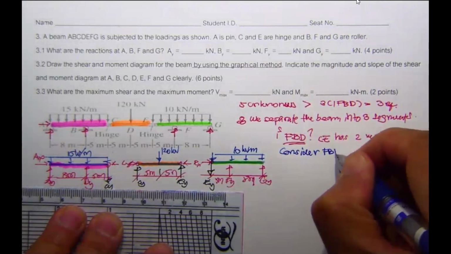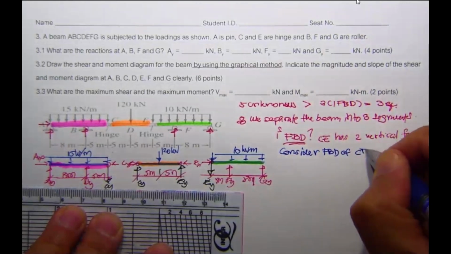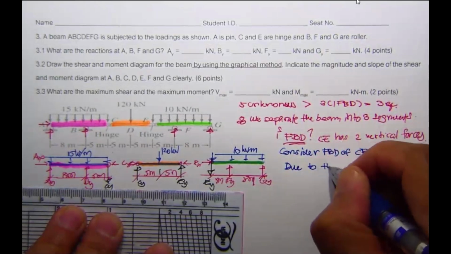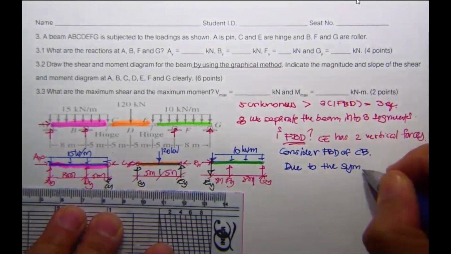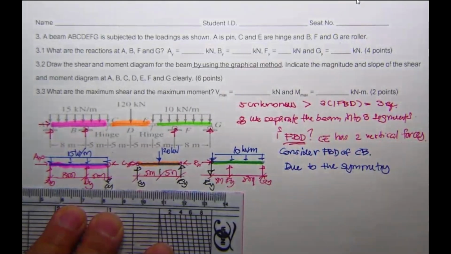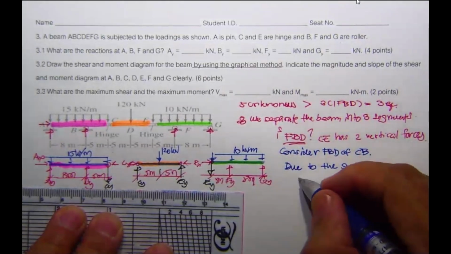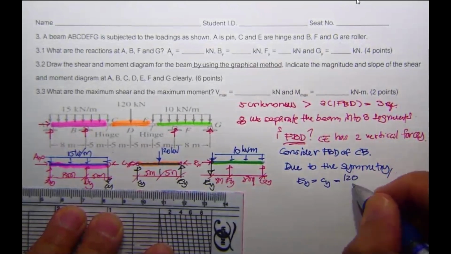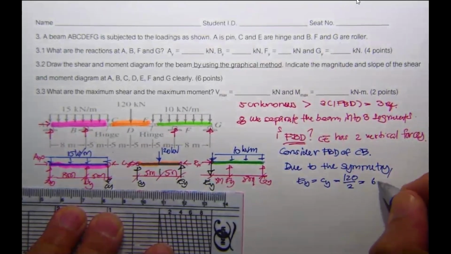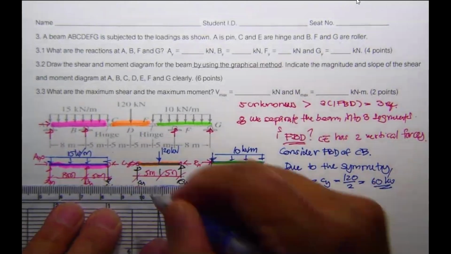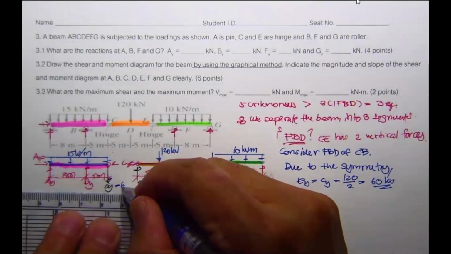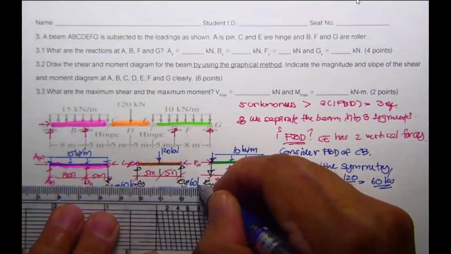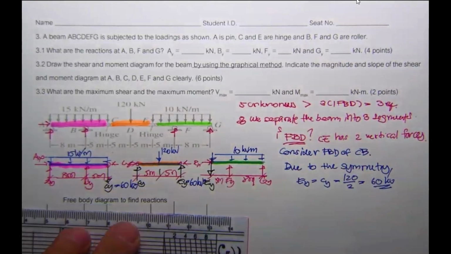Consider the free body diagram of CE. Due to the symmetry, you may say E sub Y equals C sub Y equals 120 divided by 2, which is equal to 60 kilonewton, and this is also 60 kilonewton.